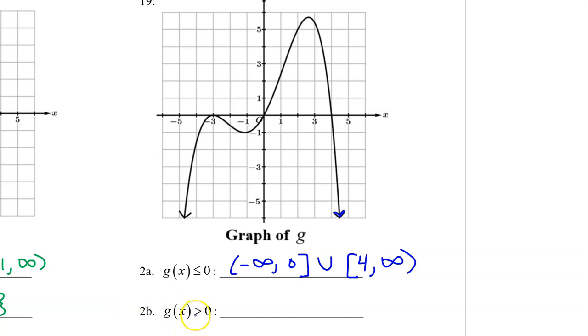When we think about where g of x is greater than 0, not equal to 0, use open circles so you don't accidentally include these endpoints. Nothing is going to happen here because no part of g is above the x-axis in this area, so you can almost forget about that. The only part that is above the x-axis, greater than 0, is on this interval right here. This is from 0 to 4. You're going to use parentheses to show that the endpoints are not included. Open circles.